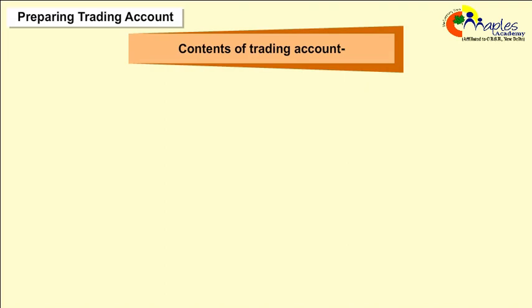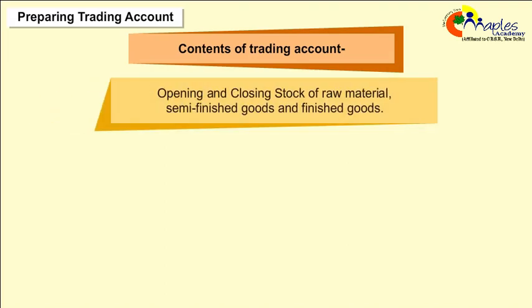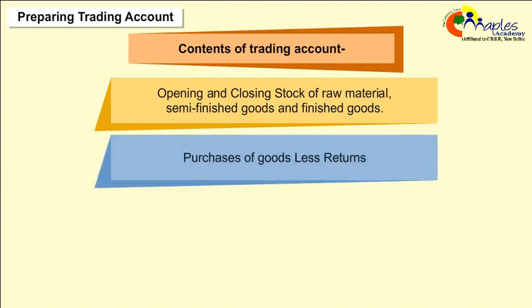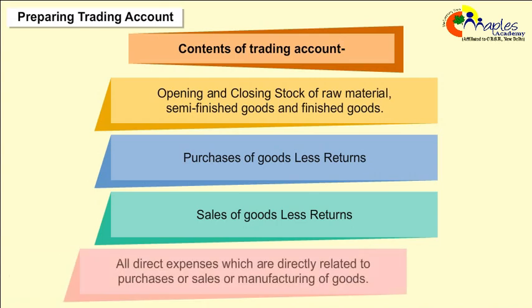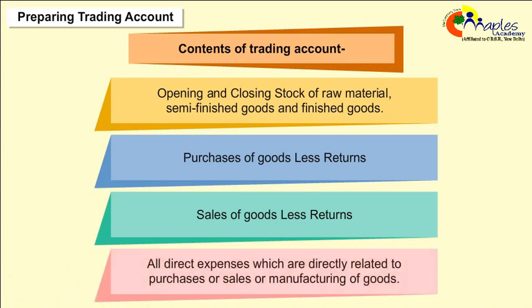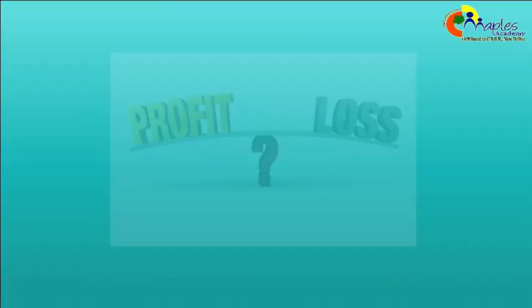Contents of trading account. Opening and closing stock of raw material, semi-finished goods and finished goods. Purchases of goods less returns. Sales of goods less returns. All direct expenses which are directly related to purchases or sales or manufacturing of goods.